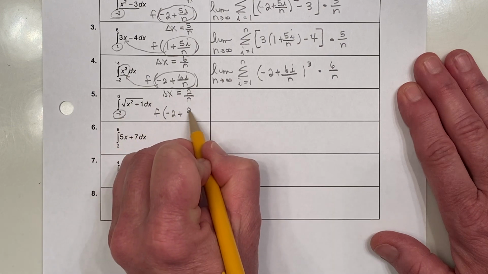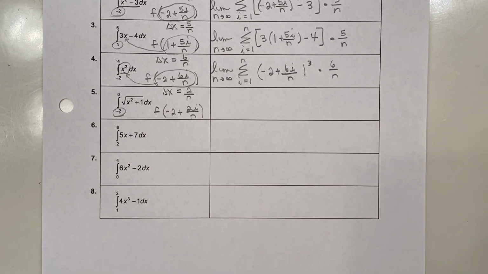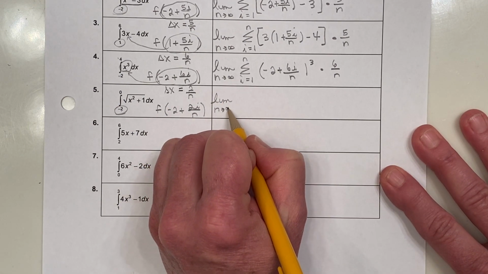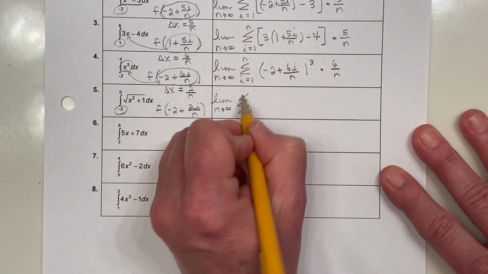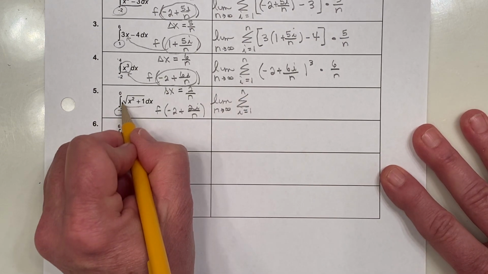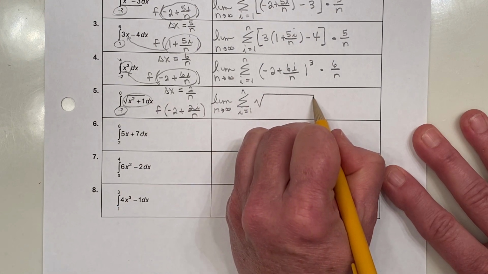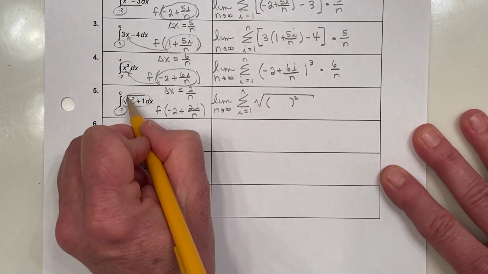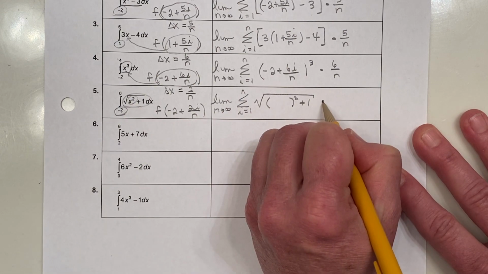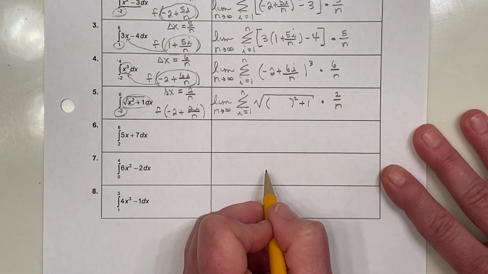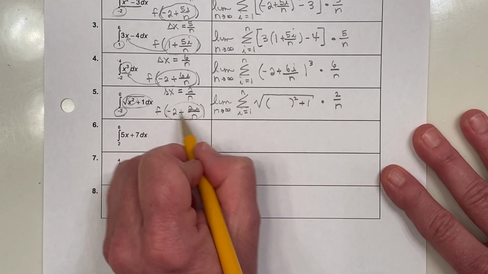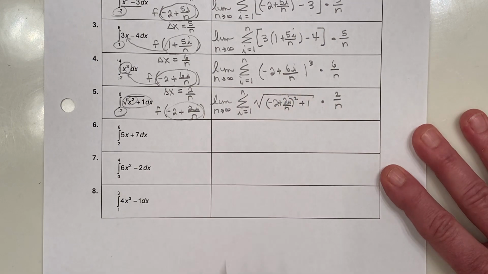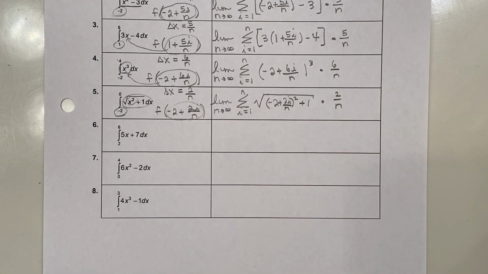Your new a plus 2i over n. Build your square root. Underneath there, I see an x, big parenthesis. That's your square on your x, plus 1 times 2 over n. Insert. And we have the limit definition of a Riemann sum.